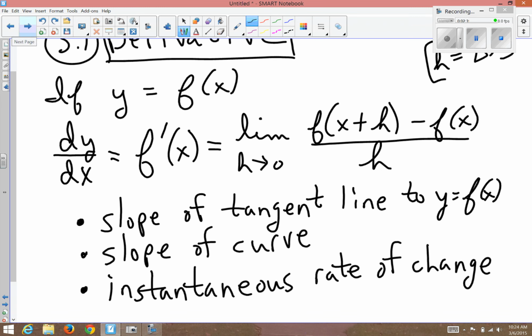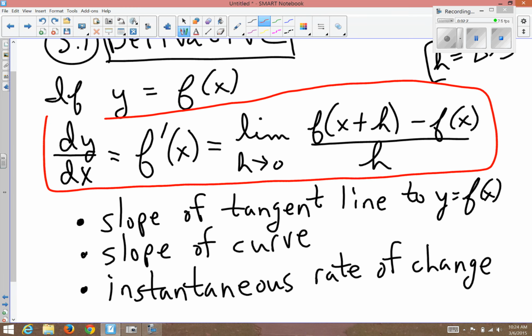There's two definitions that are equivalent. We need to memorize both of them. So this needs to get memorized. And also the alternative definition, the alternate definition.